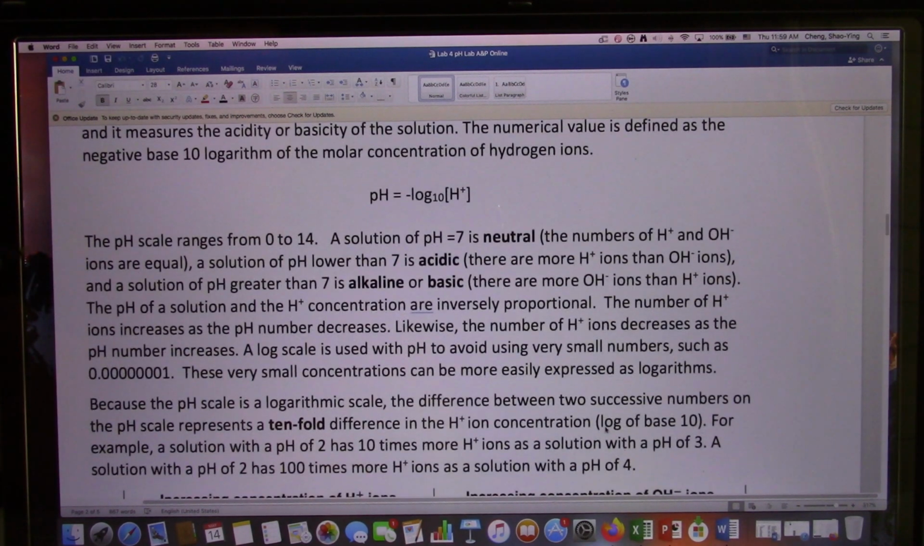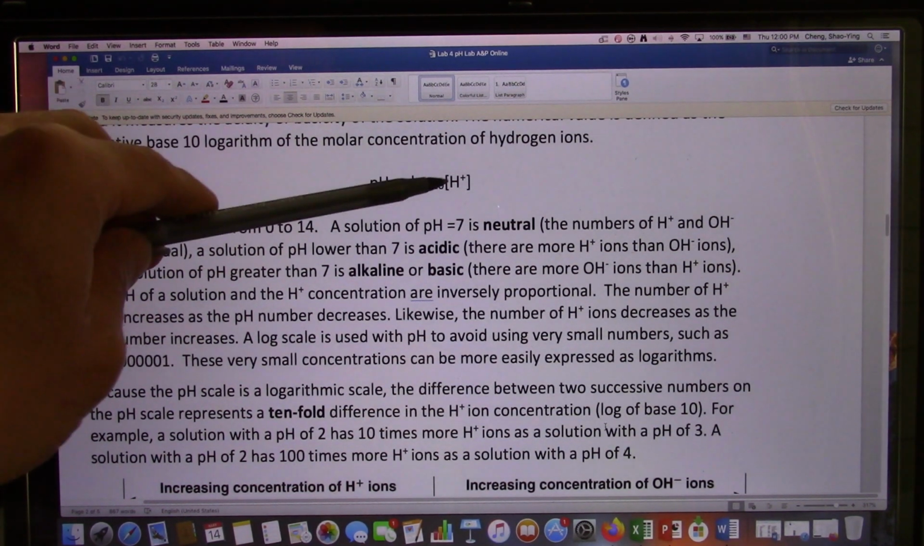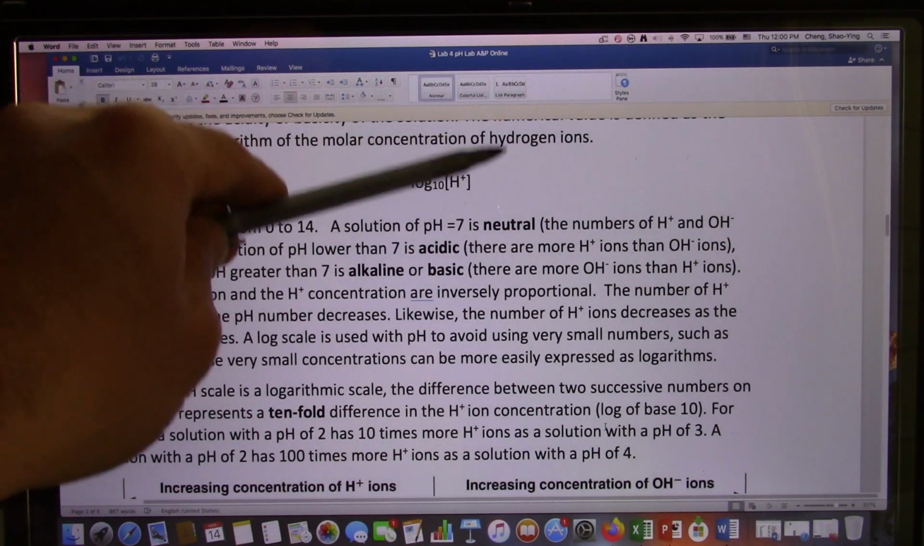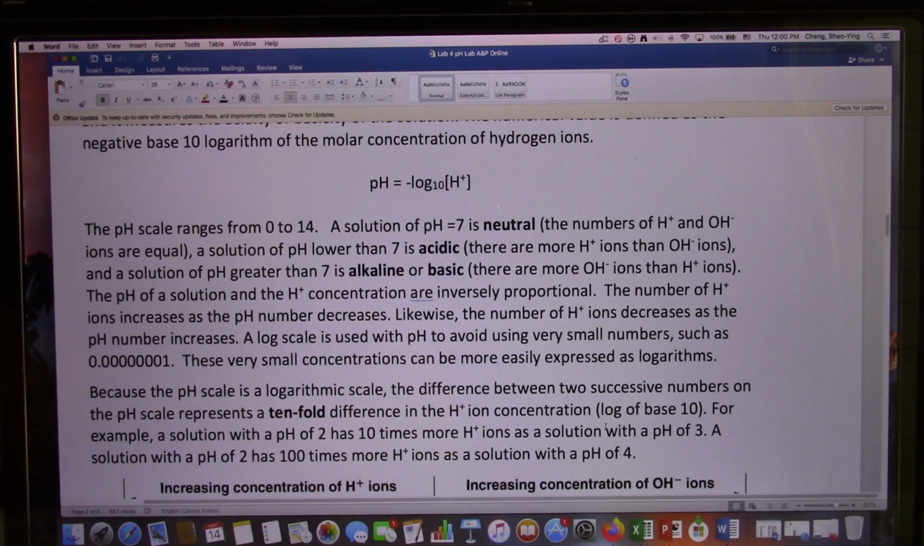Say this solution has this much H+, and that's why we need the scientific notation, right? You learned it in the metric lab. You take this number and first turn it into scientific notation: 1 multiplied by 10 to the minus 8. And put it into here. So minus log of 10 to the minus 8. Minus of minus 8 is 8, so pH equals 8. This is how we calculate the pH.